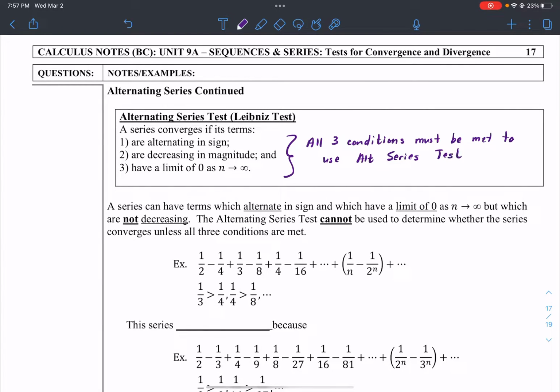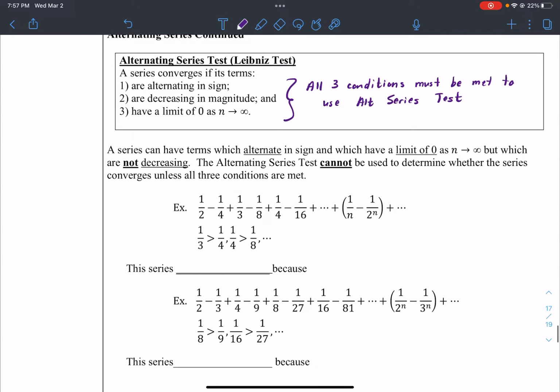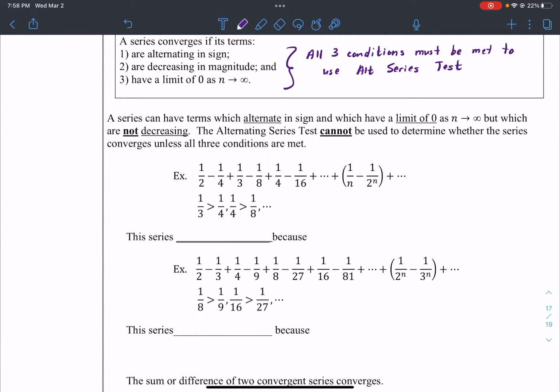And the ones we've looked at so far seem to be kind of obvious, but let's look at some that maybe are not quite as obvious. So you can have a series where you are alternating in sign and you have a limit of 0, but you're not necessarily decreasing. I know that feels real weird, so let's look at an example of that.